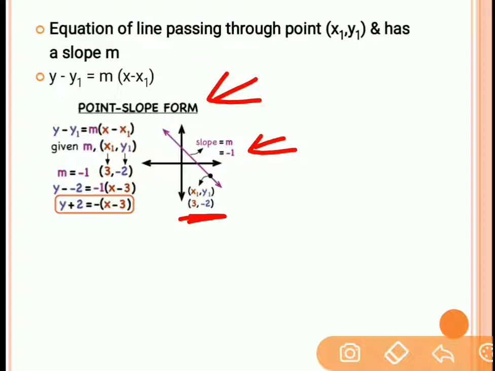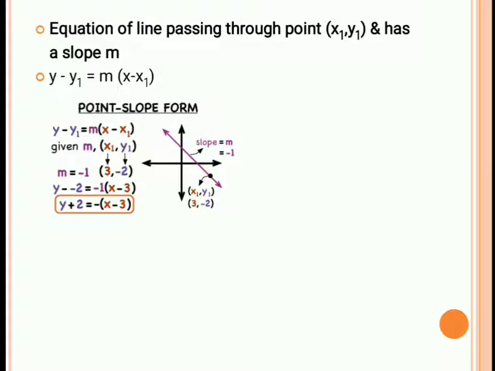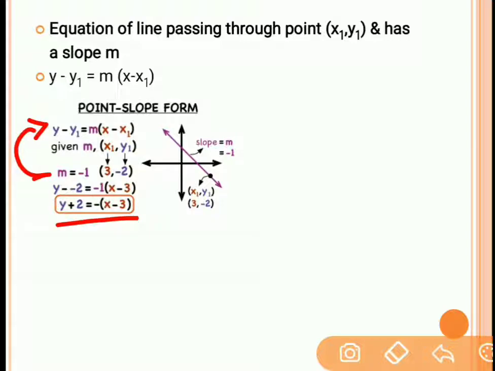Fine. So using slope m = -1 and the point on the line, these two things are given in the question: slope is equal to -1 and point as (3, -2). Then the equation of the line can be found from y - y1 = m(x - x1). x1 is 3, y1 is -2 and m is -1. So substituting these given values in the equation, you will get y + 2 = -(x - 3).